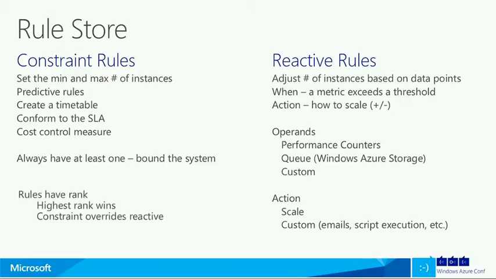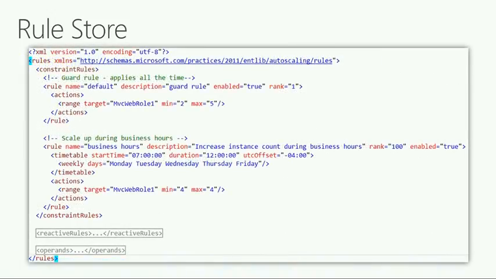And it's important to note that all these rules, constraint rules and reactive rules, have a rank. The highest rank wins. So if I have some conflict on who should take precedence, this ranking system does apply. Constraint rules will always override reactive rules, which is basically helping us to ensure that the guard condition that we deployed, we don't ever exceed that upper or lower bound.